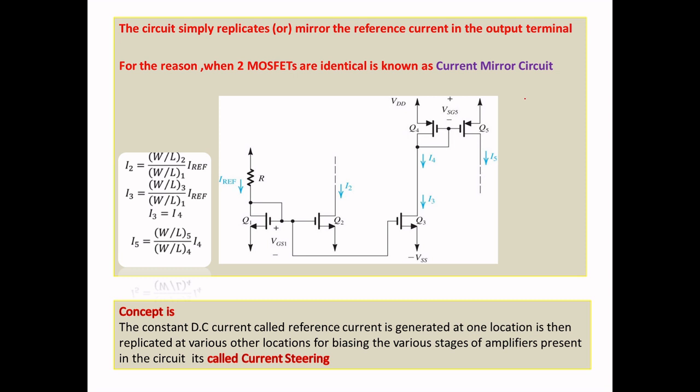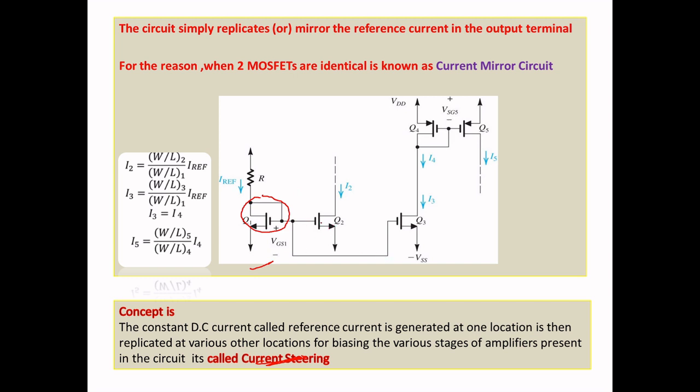In the current mirror circuit, what I am going to do, I am going to see here. So here we are going to see a new concept called the current steering circuit. See, the very important thing in a current mirror circuit is that I can generate one constant current and replicate it in n number of places. That is a very important thing that will be used in integrated circuits.